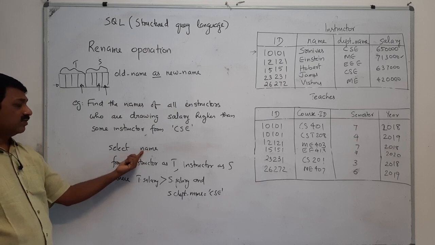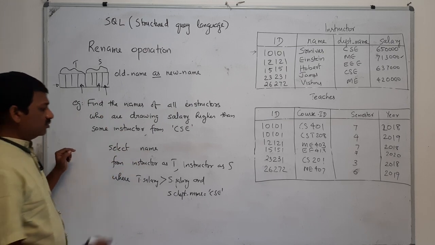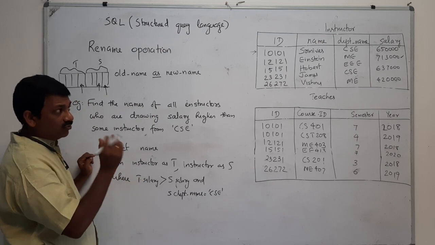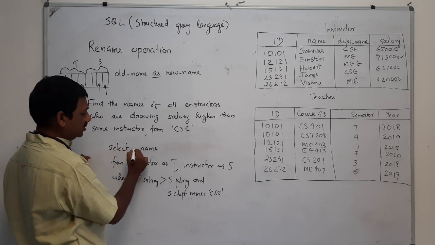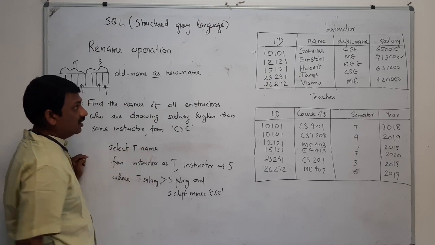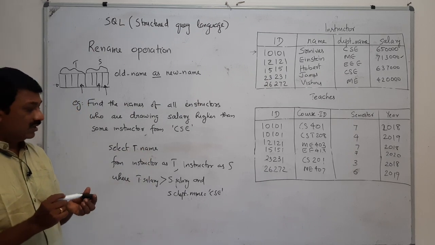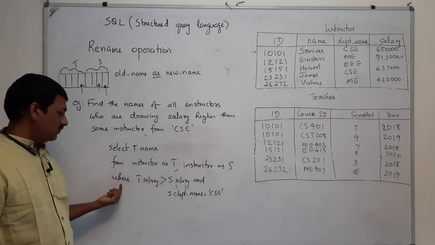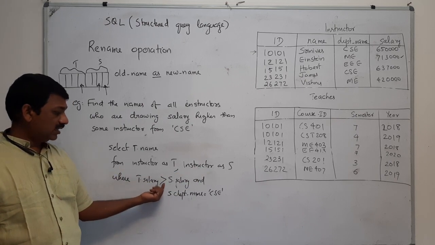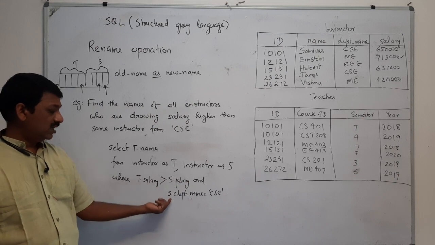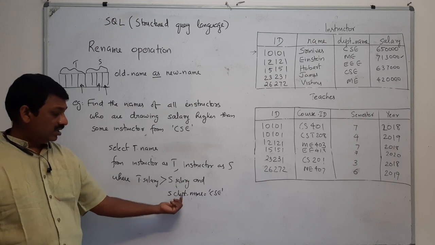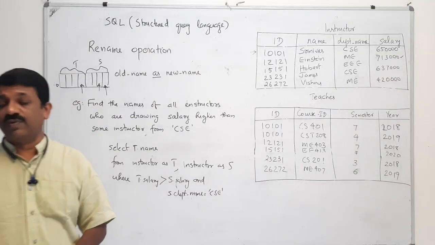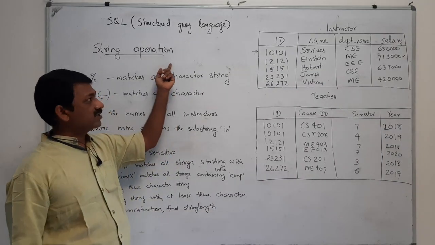Here one thing you should remember: you have two name fields, so T dot name has to be selected. Select T dot name from instructor as T and instructor as S, where T dot salary greater than S dot salary and S dot department name equal to CSE. So this is the renaming operation.